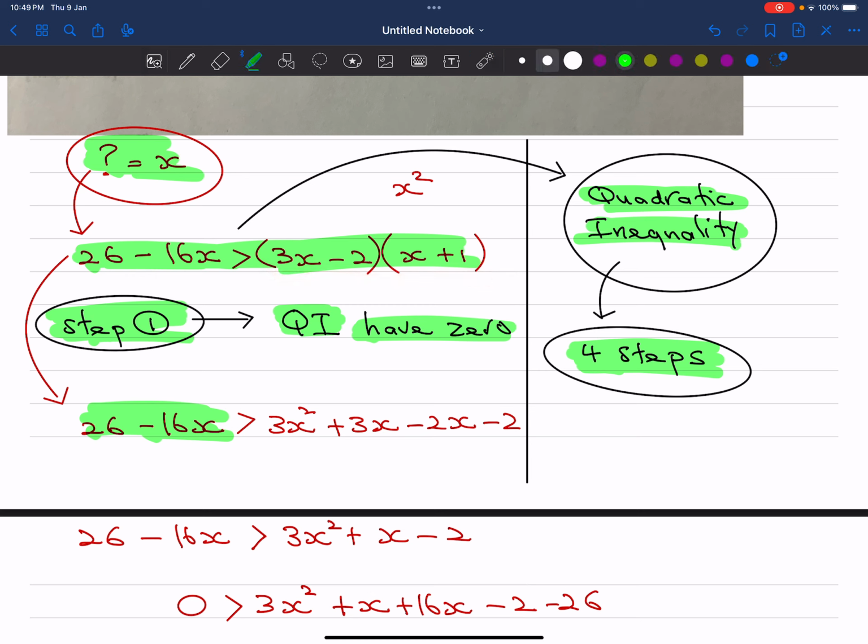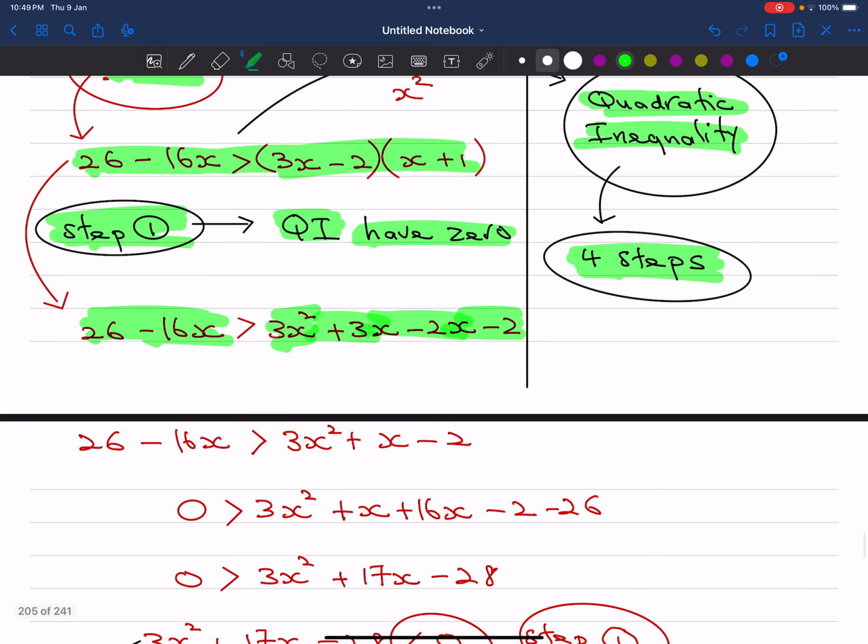3x times x, 3x squared. 3x times 1 is 3x. Minus 2 times x, minus 2x. And finally, minus 2 times 1, minus 2. Now I'm going to collect. Left hand side, just copy back with the more than sign. And then 3x squared, copy back 3x squared. 3x minus 2x is of course x. And the last number minus 2, copy back.